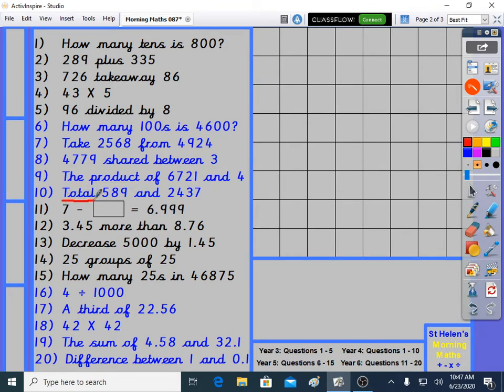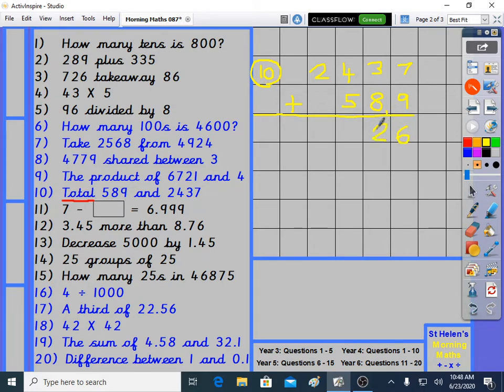Total. What does that mean? What sign is total? Did you say plus? Because it means plus. I'm going to put the biggest number at the top. You don't have to in plus. But be careful with your lining up, must line up down the right. Now you're good at these Year 4s, I would have said, especially if you've done morning maths every day.